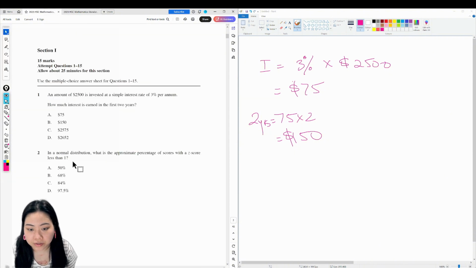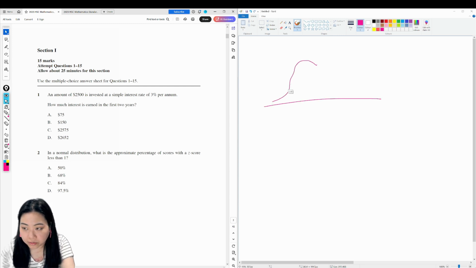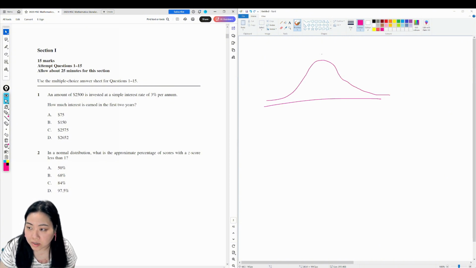1B, very good. Number 2. In a normal distribution, what is the approximate percentage of scores with a z-score less than 1? 50, 68, 84, 97.5%. In a normal distribution, ooh, that's terrible. Let's try that again. That's better. In a normal distribution, that is the mean.